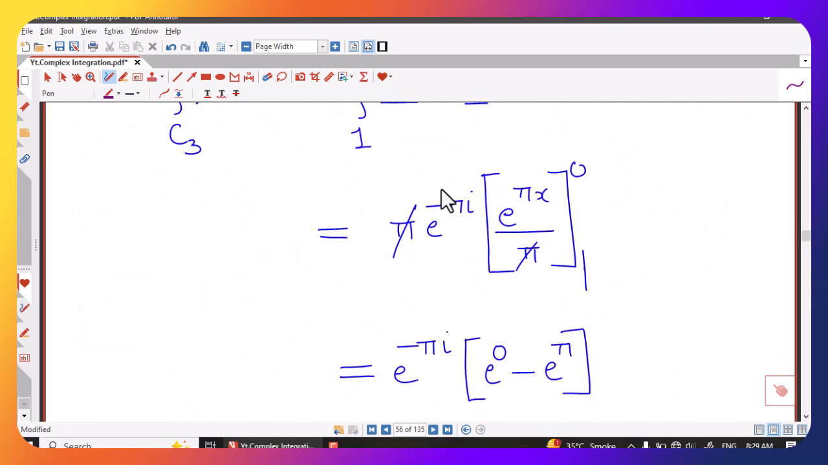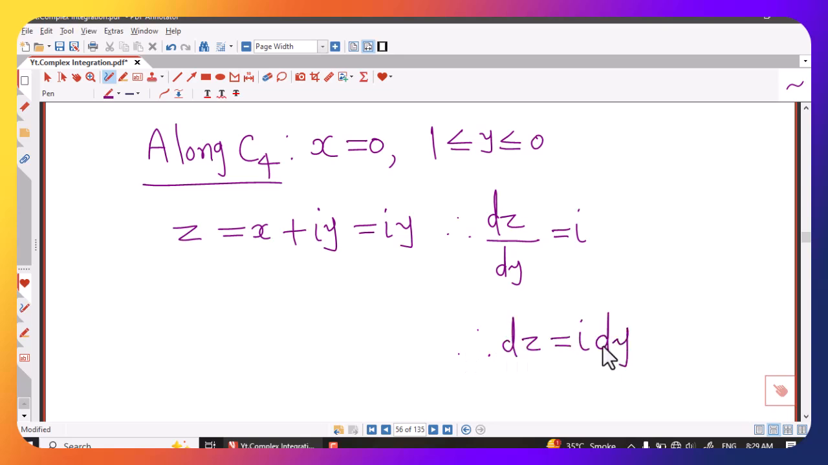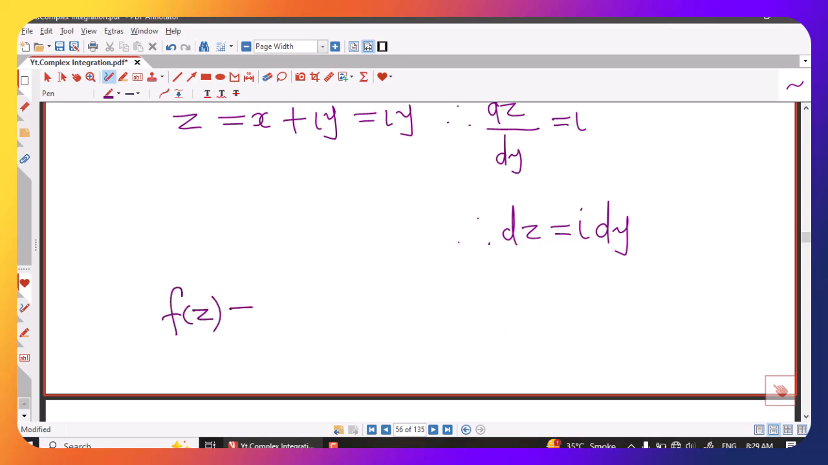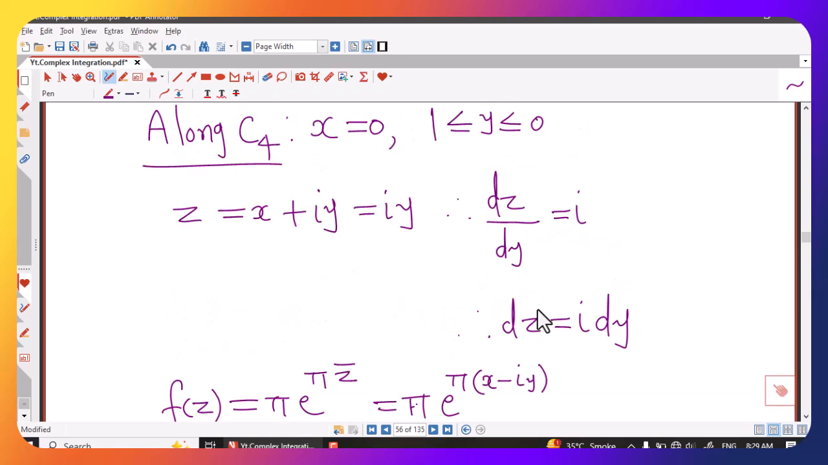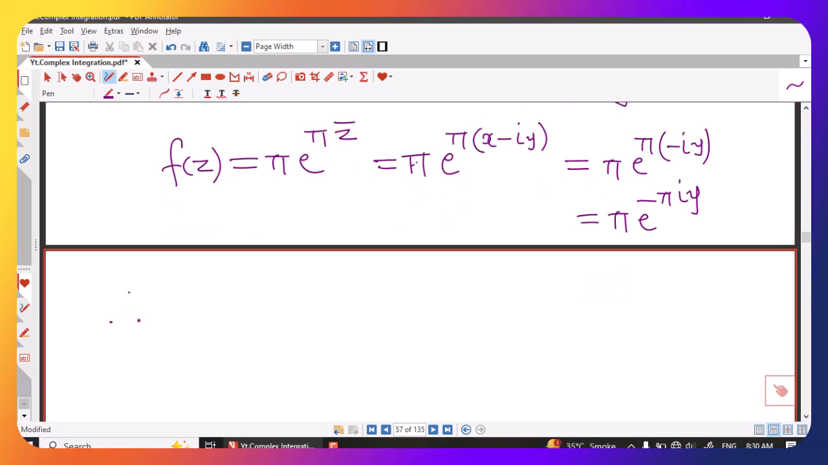so that we will write here y is from 1 to 0, and therefore z becomes, z is x plus iy, x is 0, therefore z equals iy, and therefore dz by dy is i, and therefore dz will be replaced by i times dy. Similarly, we have to write our function in terms of y. The function is e raised to pi z bar, and therefore e raised to pi z bar is the conjugate of x plus iy, that is x minus iy, and x is 0, therefore we have e raised to pi times minus iy, and this is e raised to minus pi i y, and finally we integrate f of z along C4.